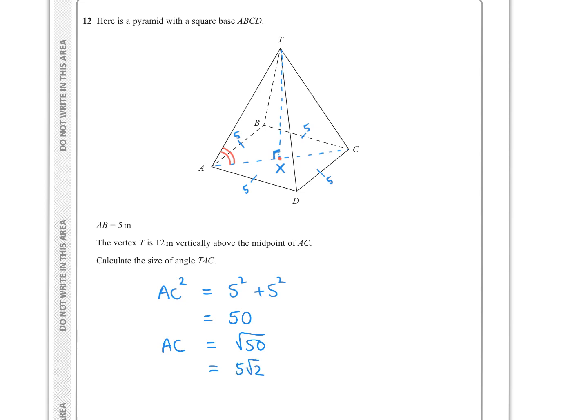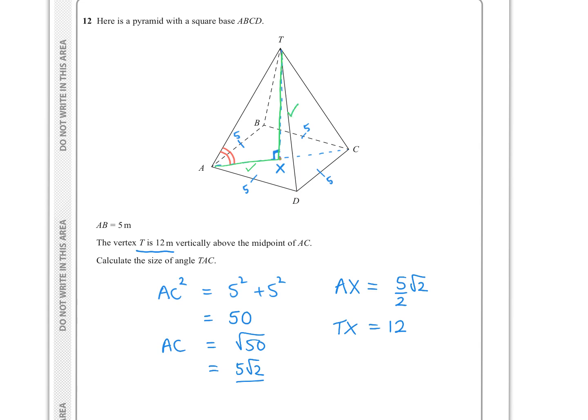So I'm just going to leave that in that format. And AX then is going to be halfway, half of that. So that's 5 over 2 root 2. Now we're given that TX is 12 because the vertex T is 12 meters vertically above. So we know that TX equals 12. So what does that give us? Well, if we look carefully, we now have AX and we also have this as well as 12, okay?